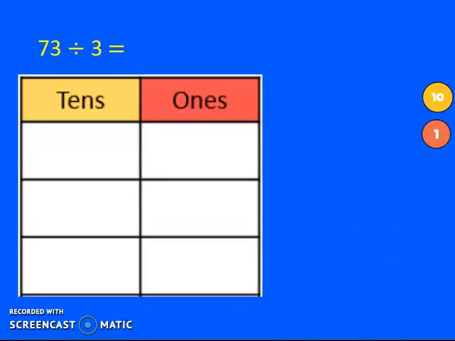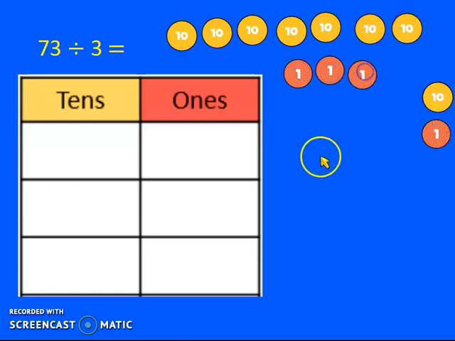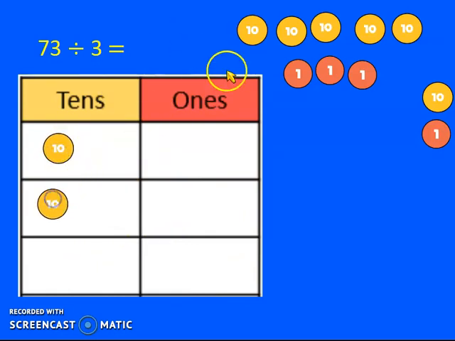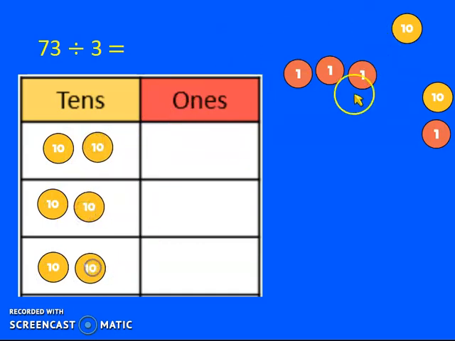Let's move on. Here is another way that we can work out how many we will have remaining by using the place value grid. So we have 73 divided by 3. So let's make our 73: 10, 20, 30, 40, 50, 60, 70, and then 1, 2, 3. And we are dividing it into 3 groups. That's why there are 3 groups on each. So put a 10 in each one. You have a go as well with me and see if you get it correct.